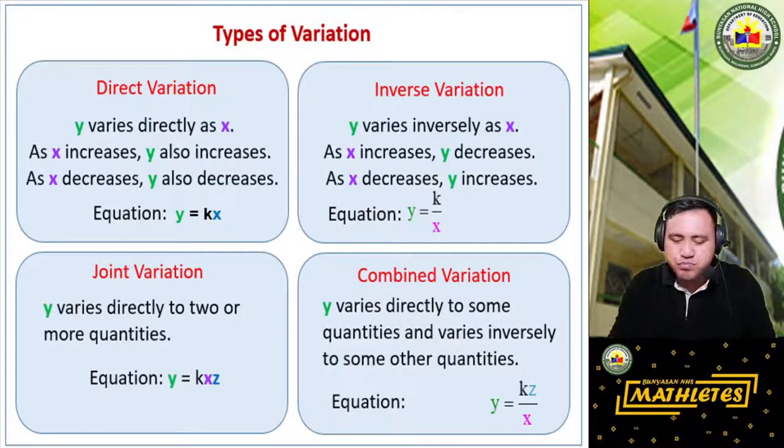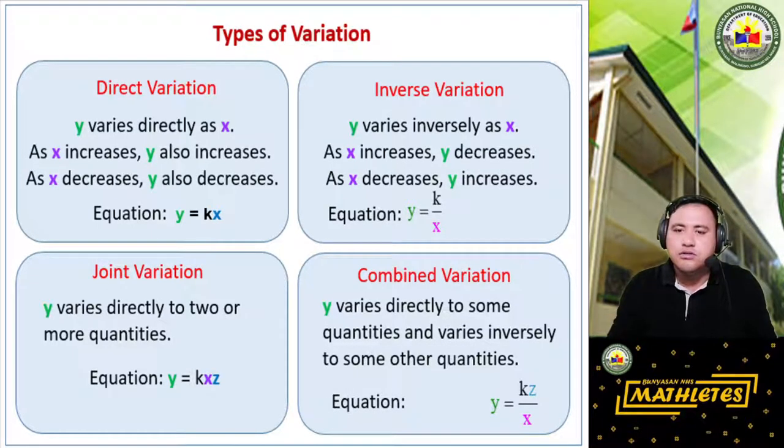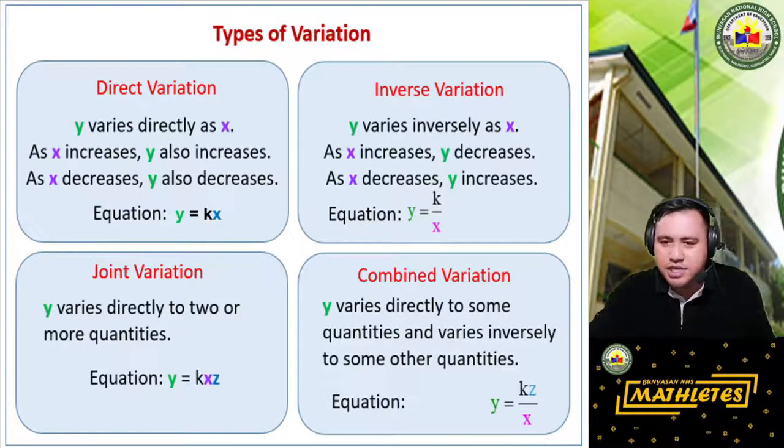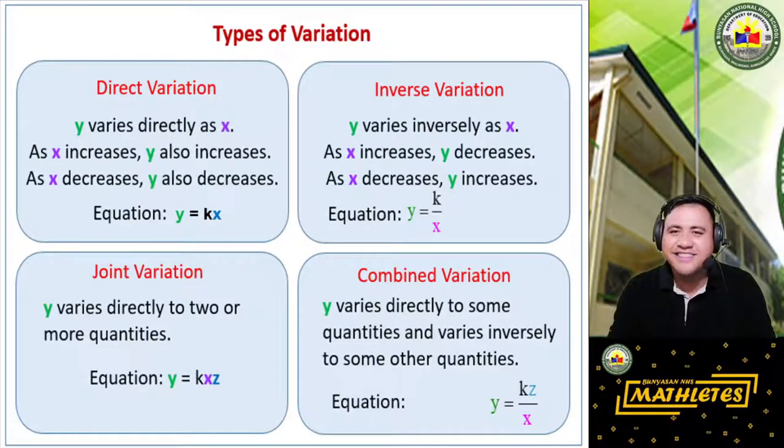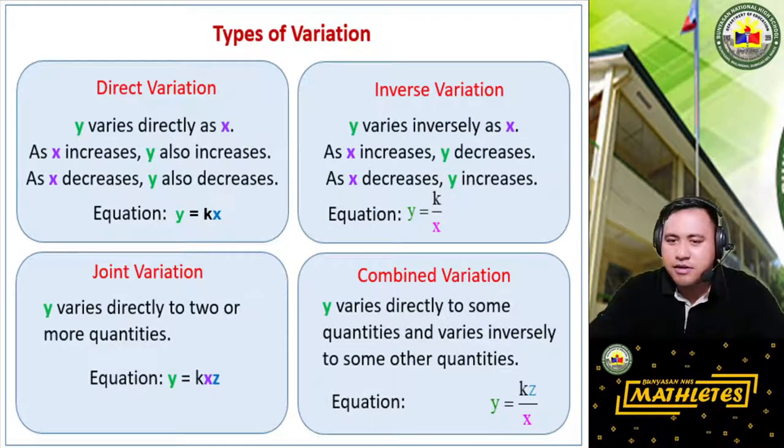Halimbawa, for example, kapag kumain kayo sa isang restaurant, yung tindahan na kung saan bumili kayo ng isang pizza. Yung Pizza Hut delivery. Diba, meron nang particular number of slices. Halimbawa, 12 ang slice. The number of slices that you will get depends upon kung ilan kayo. How many persons.